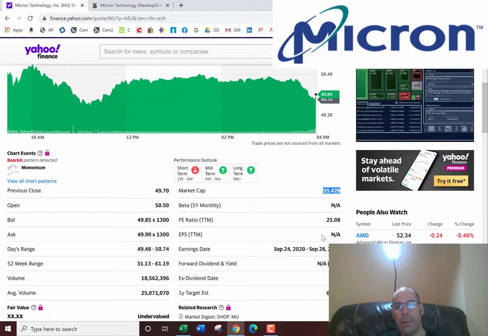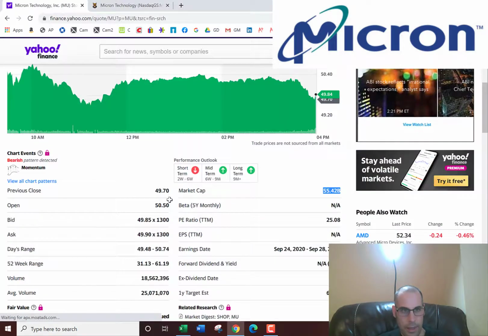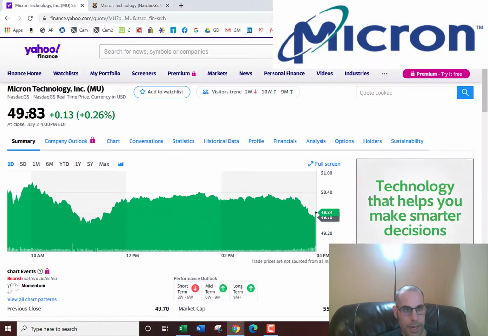They have a market cap of $55.4 billion. That's the value of the company according to the stock market. And their stock price is $49.83.